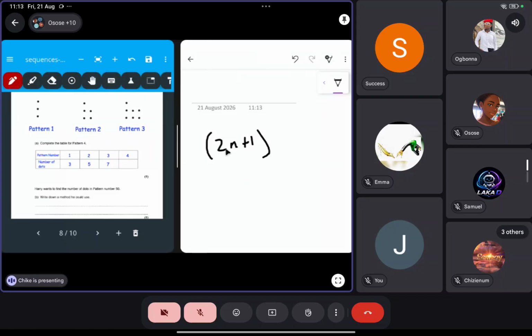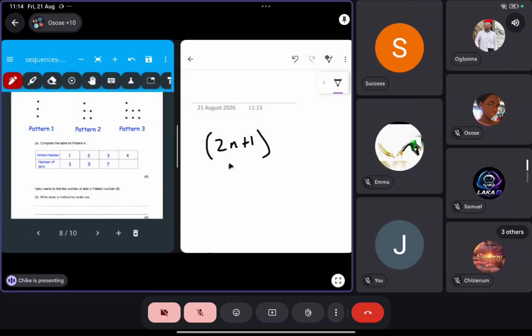For pattern 1, 2 times 1 is 2, plus 1 is 3, correct? It works. For pattern 2, 2 times 2 is 4, plus 1 is 5. It works. For pattern 3, 2 times 3 is 6, plus 1 is 7. Does it work? Yes, it works. So that means Harry can use the nth term method for the number of dots, 2n plus 1.